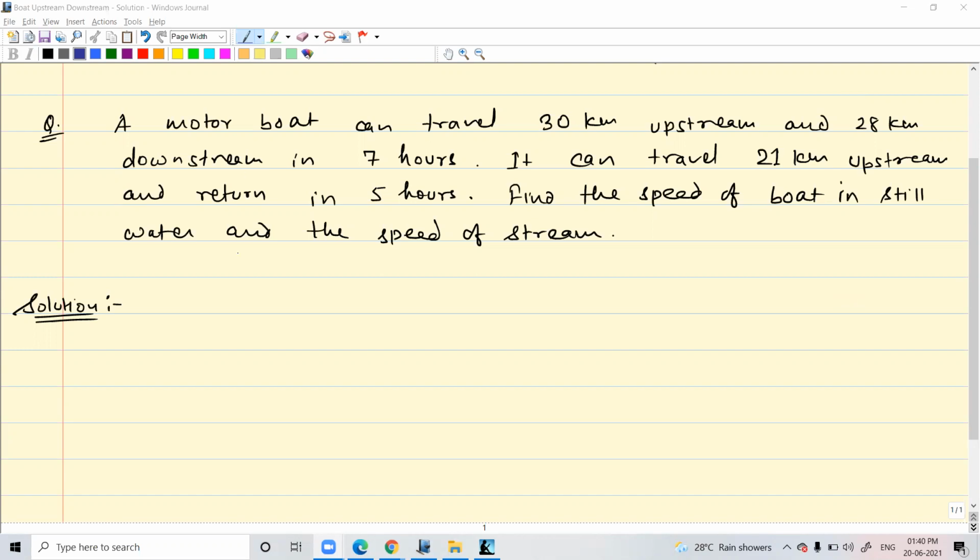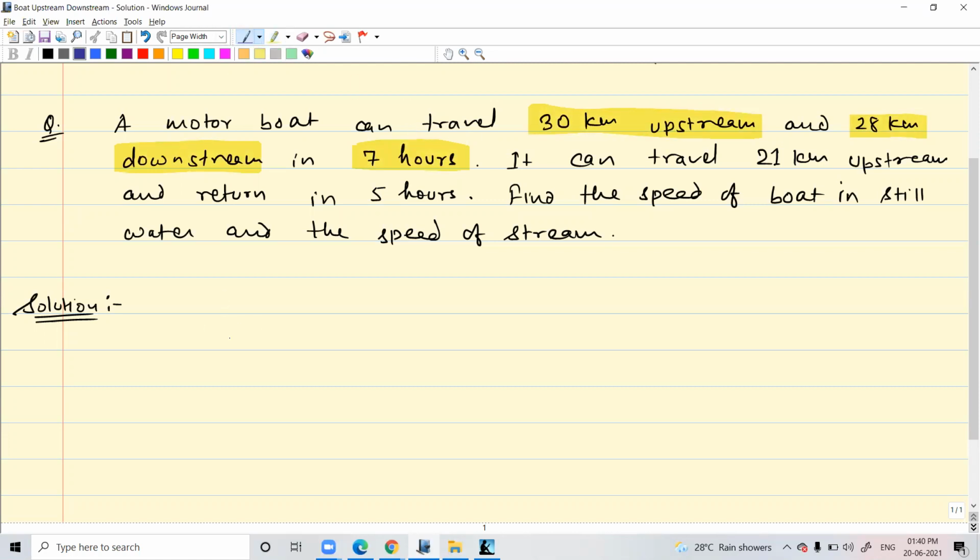Okay, so this is the same problem which we have solved in the class. There is no difference in the problem. What you have to understand is that there is a motorboat and it can travel 30 kilometers upstream and 28 kilometers downstream. And how much time does it take to do both these journeys? In 7 hours total. So this much information gives us our first equation.